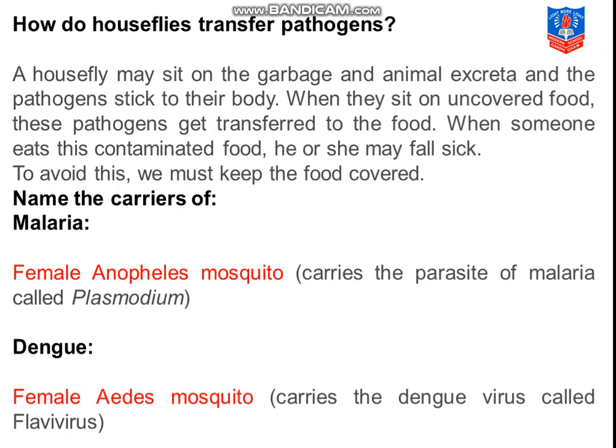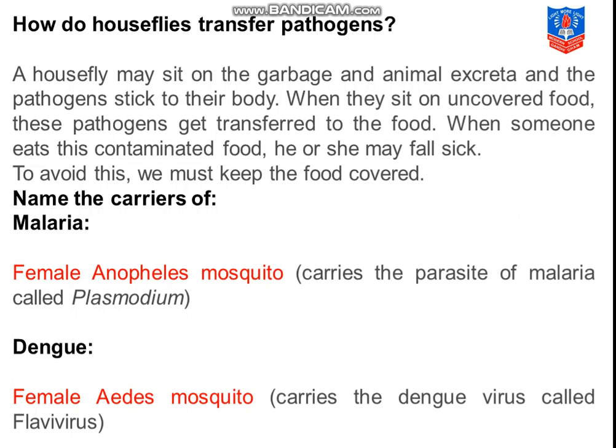And when they sit on uncovered food, so many food items are kept in your homes which are not covered, these pathogens get transferred to those food items. And when someone eats this contaminated food, he or she may fall sick. To avoid this, we must always keep our food covered. All the food items should be covered, and so it is always said that we should never eat from hawkers or outside street food, because it is always uncovered food and can be responsible for disease.